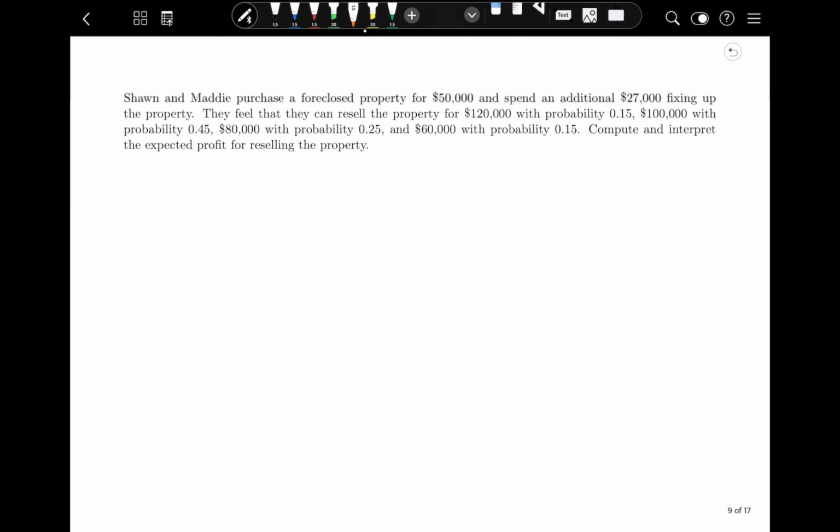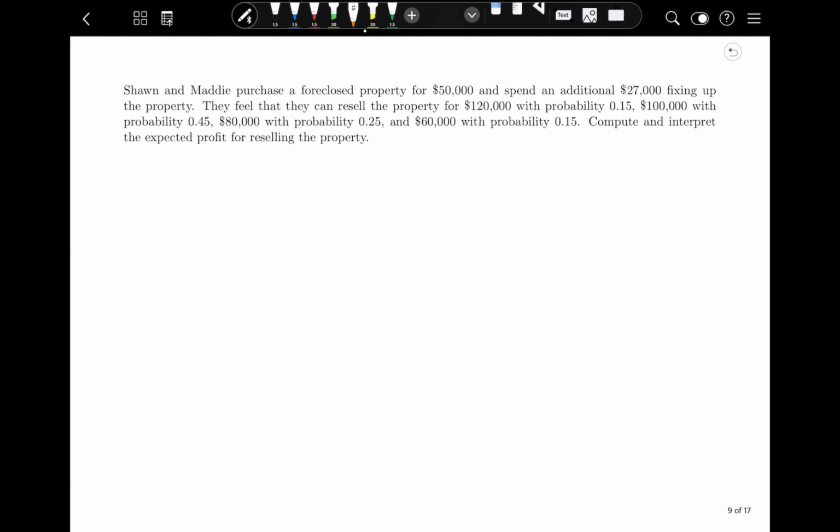And then for this one, Sean and Maddie purchase a foreclosed property for $50,000 and spend an additional $27,000 fixing up the property. They feel that they can resell the property for $120,000 with a probability of 0.15, $100,000 with a probability of 0.45, $80,000 with a probability of 0.25, and $60,000 with a probability of 0.15. Compute and interpret the expected profit for reselling the property.